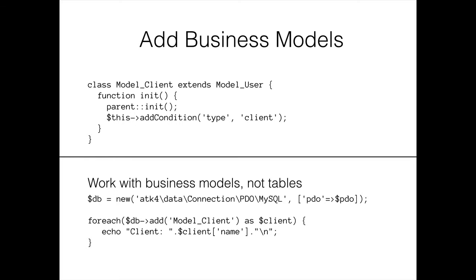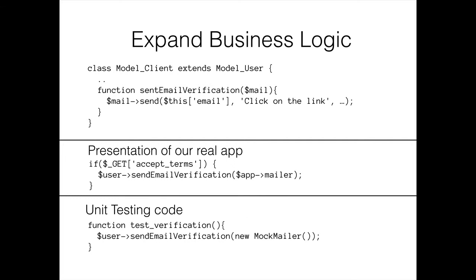And again, back to presentation code, if we need to work with clients and not users now, all we have to change is the name of the class. The logic is the same. And as the next step, let's add a couple of methods inside our business logic domain. So here we create a method for sending out a verification email. And now that we have this logic in there, we need to use it in presentation, and you see the example in which we're using a real mailer.